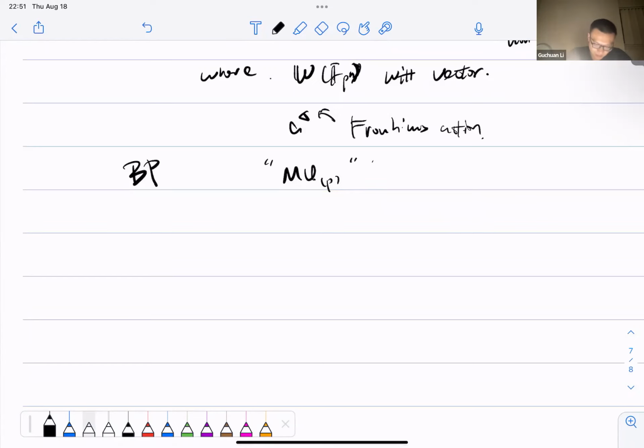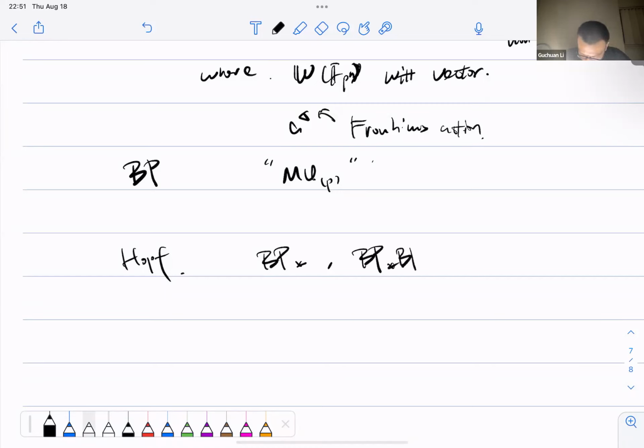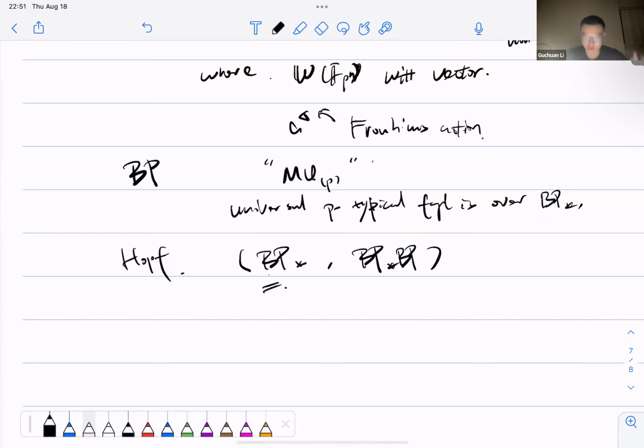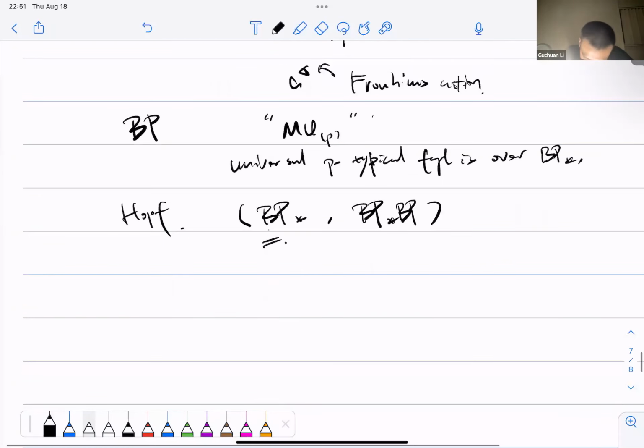But the point is, because this is complex oriented, this one is where the universal P-typical formal group law lies over. It is over the coefficient ring of this Brown-Peterson spectrum, which let me just write down.